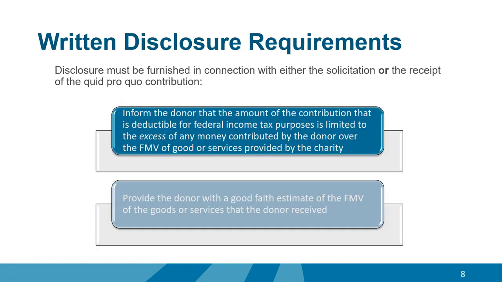The written disclosure for quid pro quo contributions should be given when the contribution was solicited or received and should include a couple of pieces of key information. First, it must inform the donor that the amount of the contribution that is deductible is limited to the excess of money contributed over the fair market value of the goods or services provided by the nonprofit, and it must provide the donor with a good faith estimate of the fair market value of those goods or services received.